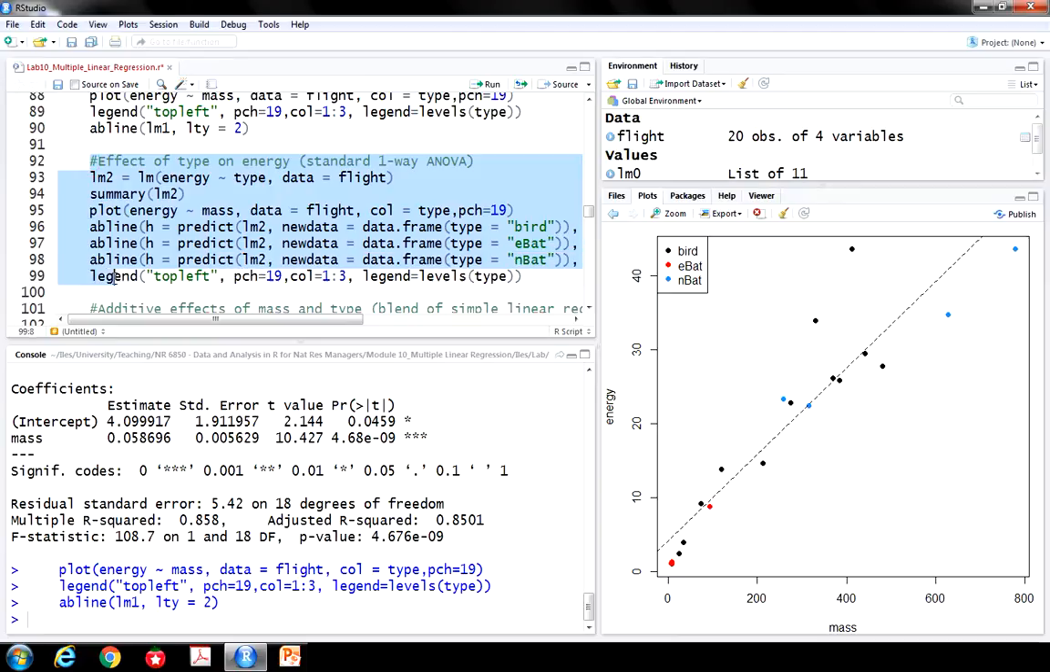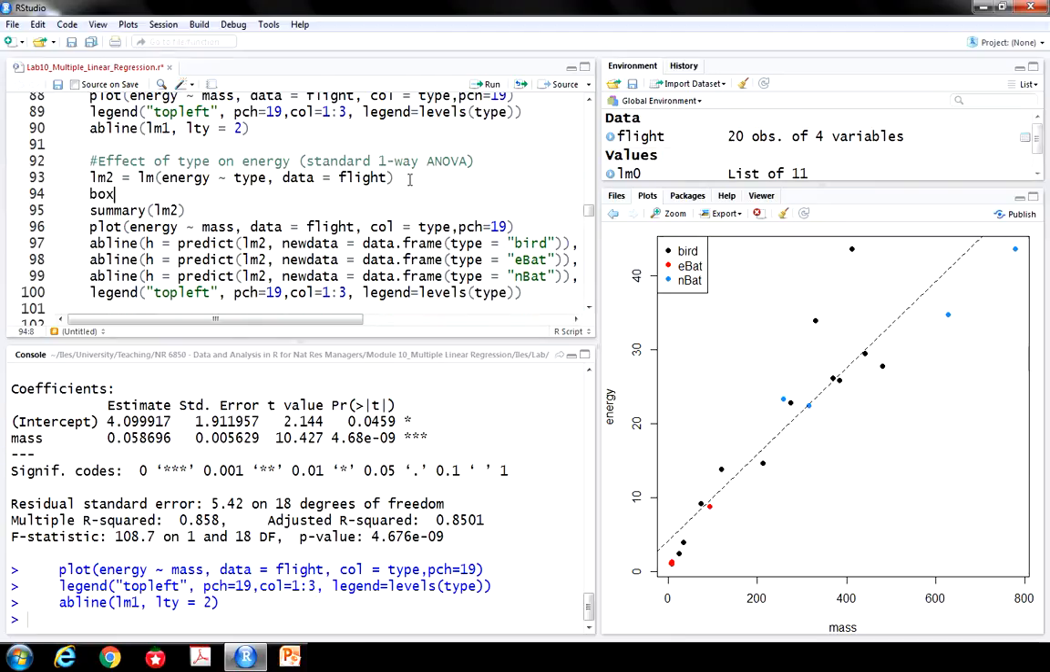Now we might also want to test what is the effect of animal type on energy consumption, but not including that effect of mass. So in this case, what we're really doing with this model, energy as a function of type, is a one-way ANOVA. So maybe rather than representing this using a scatter plot, we want to represent it using a box plot. So that would look something like this, if I was to go boxplot, energy as a function of type.